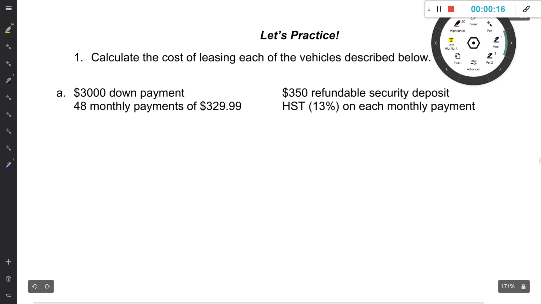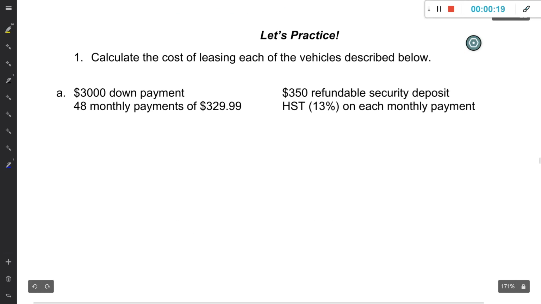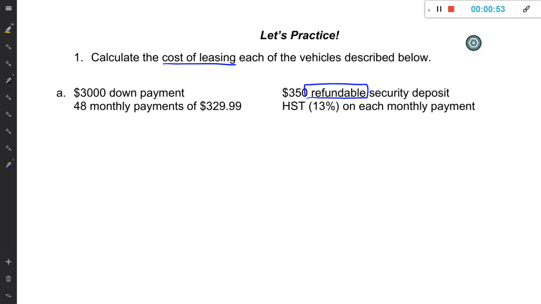I'm just going to move through it because there's so much of a limitation on how long I can record for. So we're going to calculate the cost of leasing each of the vehicles described below. We're just going to do A together, and I'll have you do B by yourself. Okay? So what's the cost of leasing a vehicle that has a $3,000 down payment, 48 months of payments of $329.99? You're going to put down a $350 refundable deposit, so you might not need to pay that. And you are going to be charged HST for each monthly payment.